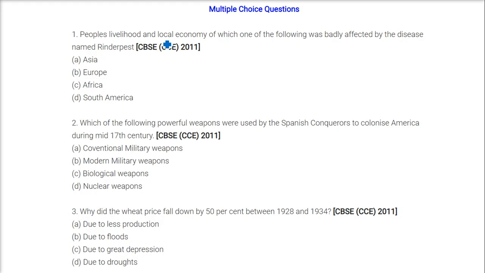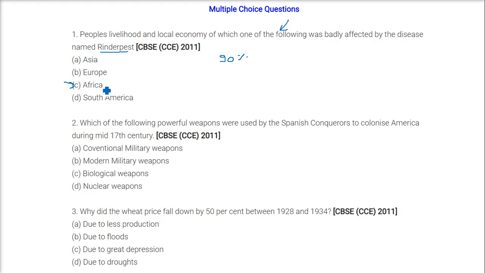First is people, livelihood, and local economy of which of the following countries was badly affected by the disease named Rinderpest. The answer is Africa. Because this Rinderpest killed almost 90% of the animals which belonged to the African people, which were the most important livelihood.